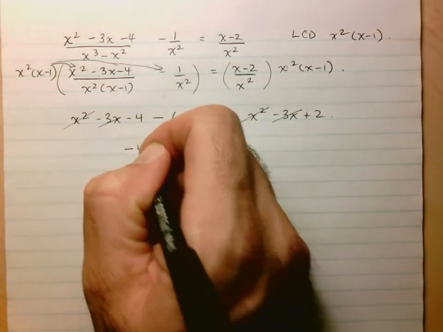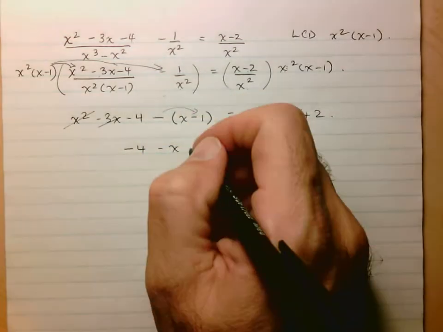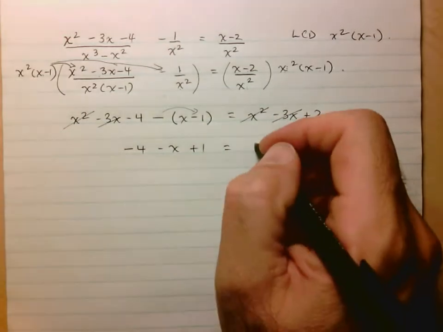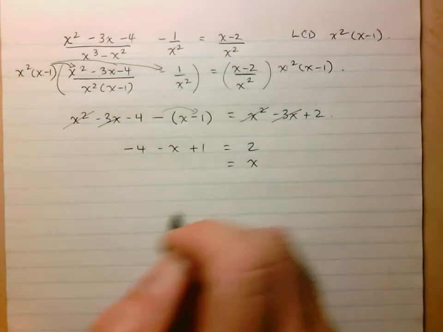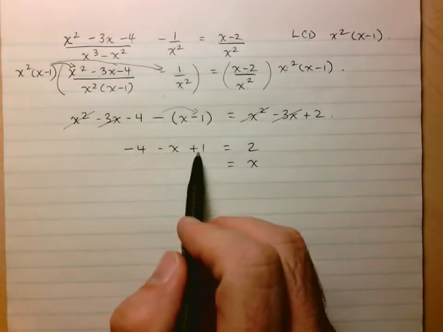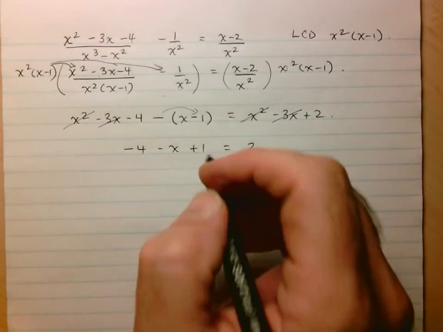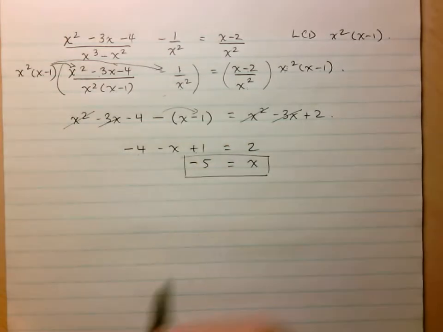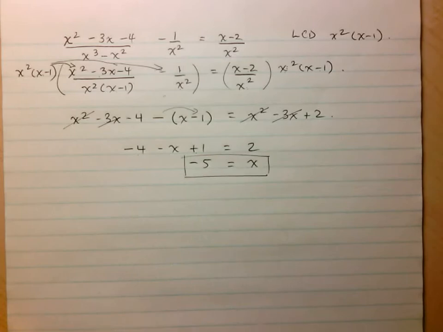I'm left with minus 4 minus x, and again the reason why we needed the brackets is because this is actually plus 1, and then we're just left with 2 on the other side of the equation. So I'll bring the x to the other side, make it positive, and here I'm left with negative 4 plus 1, negative 3, and then minus 2 from the other side, negative 5. There's our answer. So in the end, the polynomial equation I had to solve turned out to be linear.